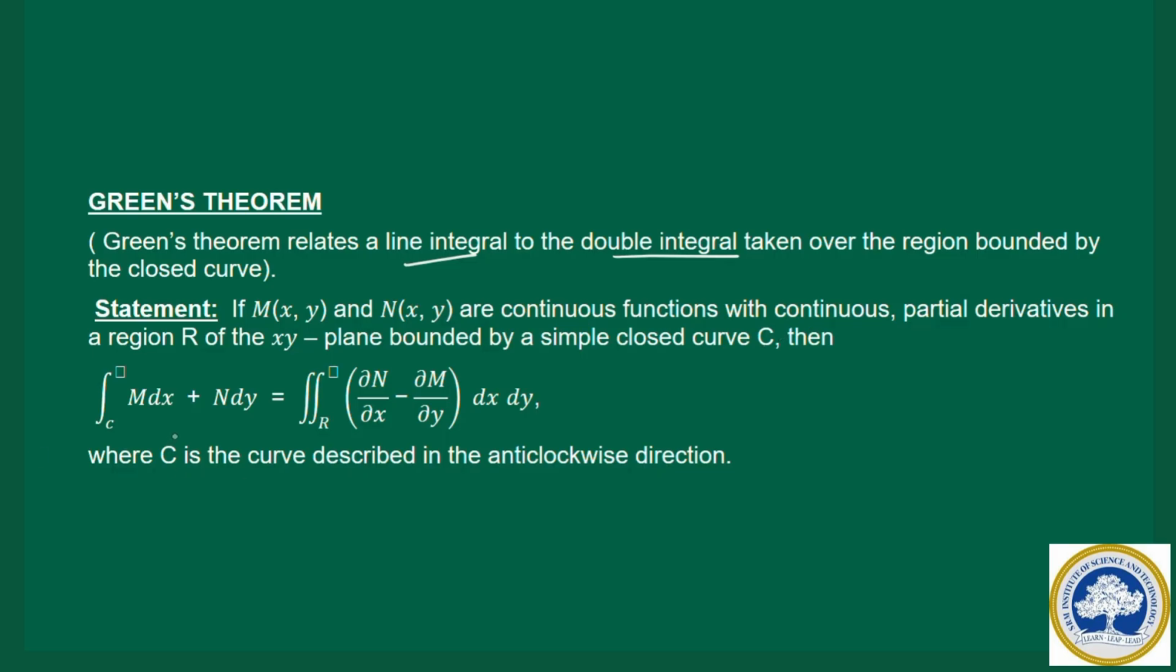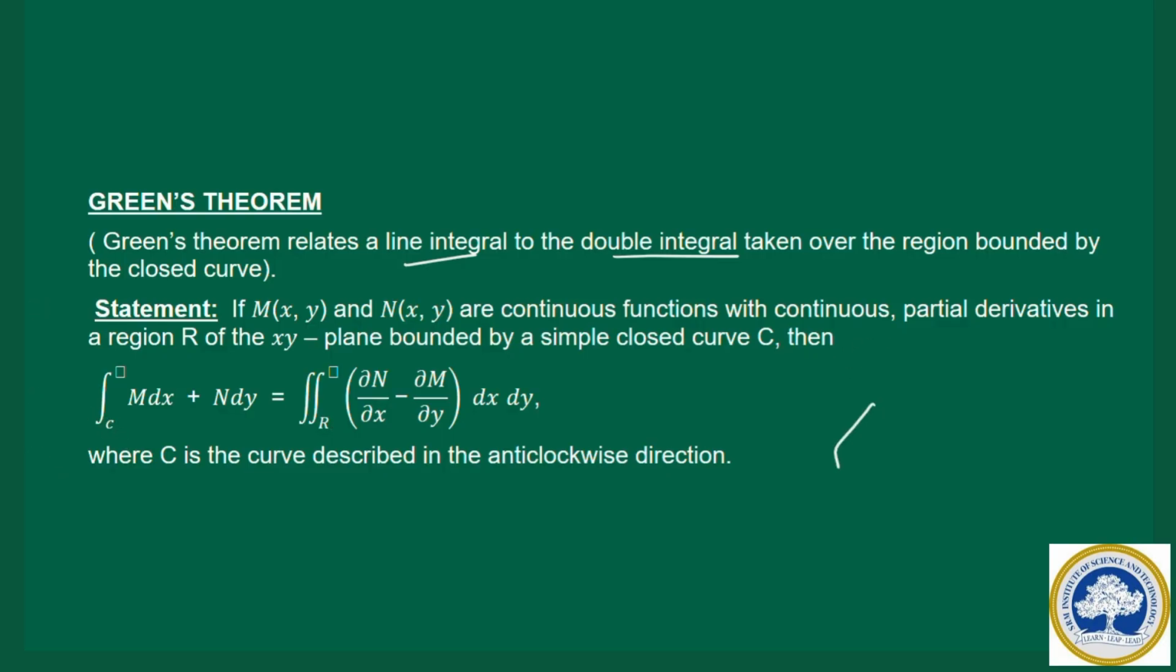Then the relation is: the integral over C of M dx plus N dy is equal to the double integral over R of dou N by dou x minus dou M by dou y into dx dy. So this gives you the relation between the line integral and the double integral. The line integral is taken over the closed curve C and the double integral is taken over the region R. This region R is nothing but the region bounded by this closed curve C.